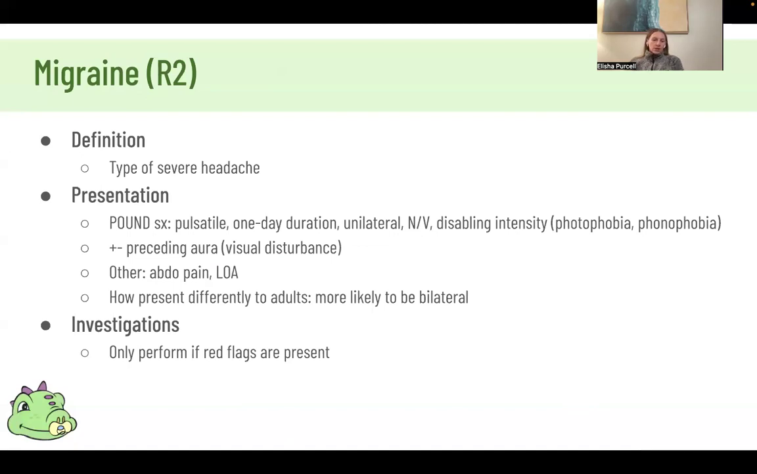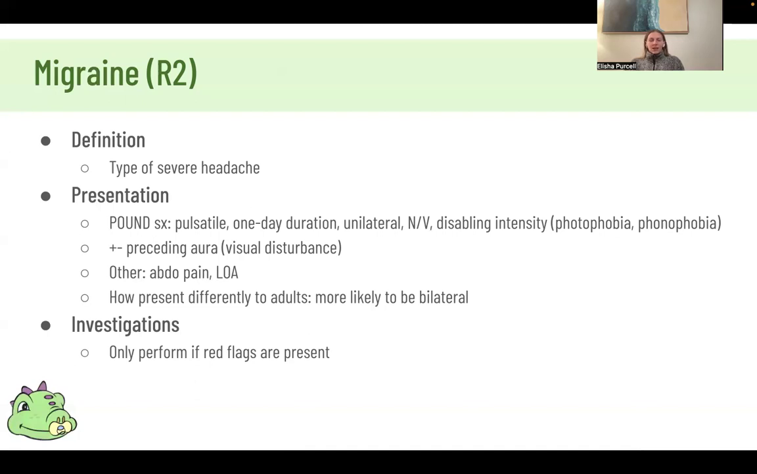So hopefully it shouldn't be too difficult for most of you guys, but it's obviously a severe type of headache. How they present, you probably came across the POUND symptoms: pulsatile, 1 day duration, unilateral, nausea and vomiting, and disabling intensity. That's your photophobia, phonophobia. In a child, other ones you can get are abdo pain and loss of appetite.